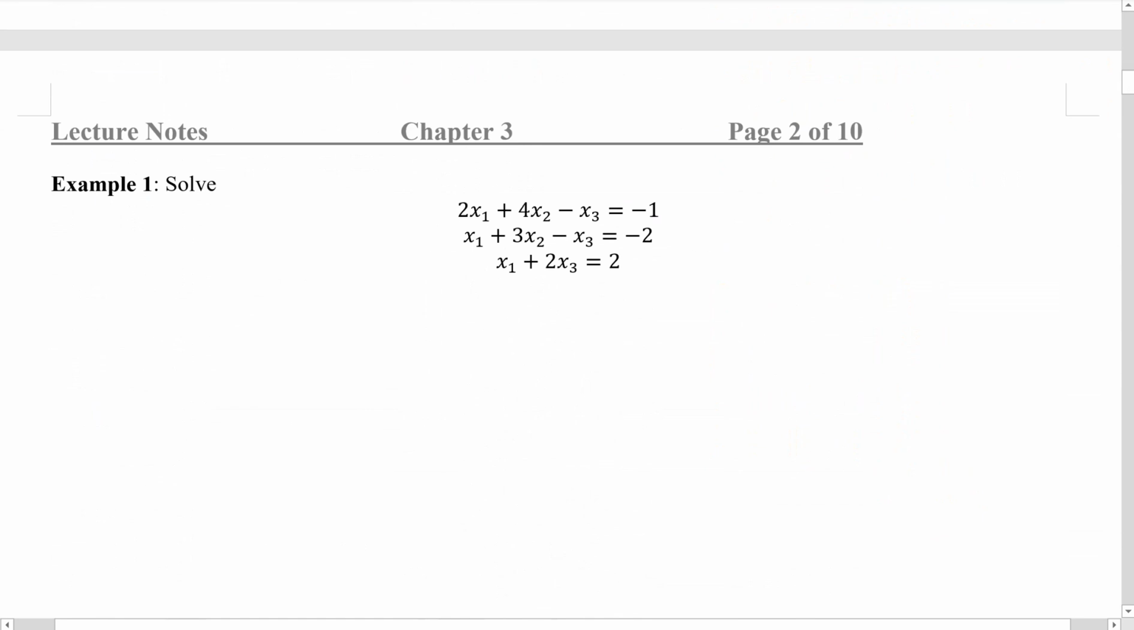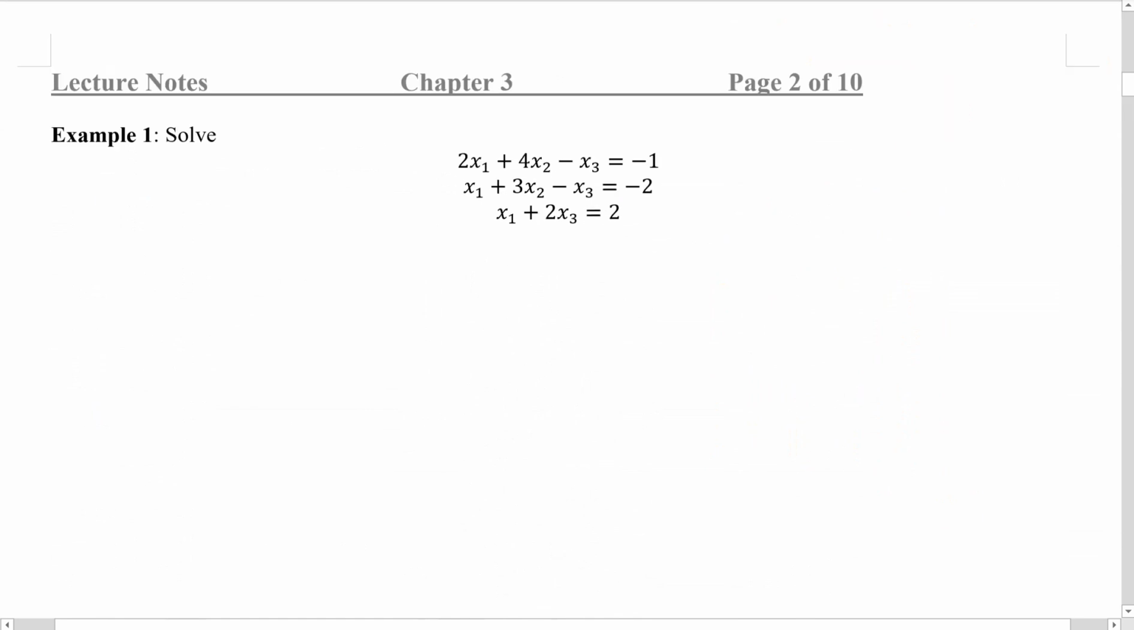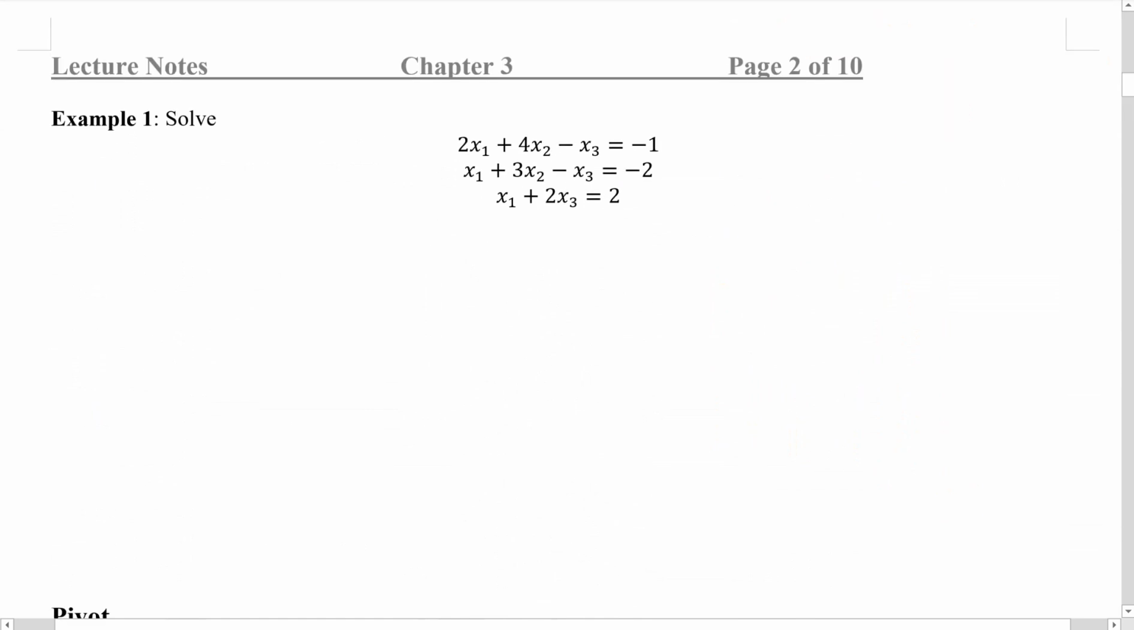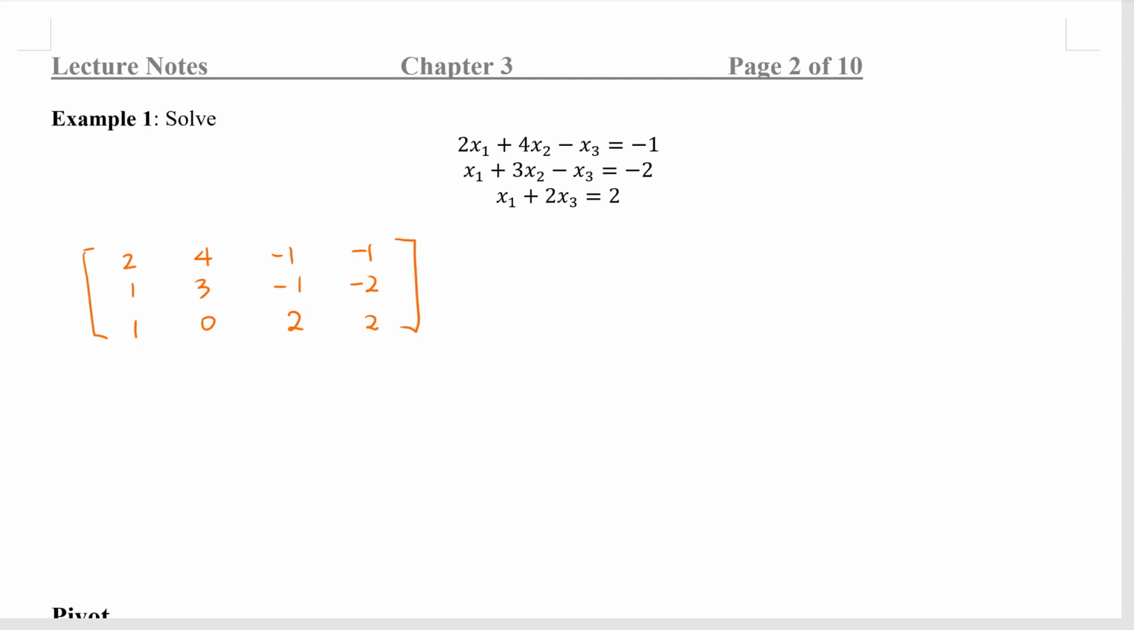Okay, let's review. How do we solve this system using matrices? First we want to write down the augmented coefficient matrix. The first row, we have the coefficients 2, 4, minus 1, minus 1. Second row, we have 1, 3, minus 1, minus 2. Third row, we have 1, 0, 2, 2. So far, so good, everybody?